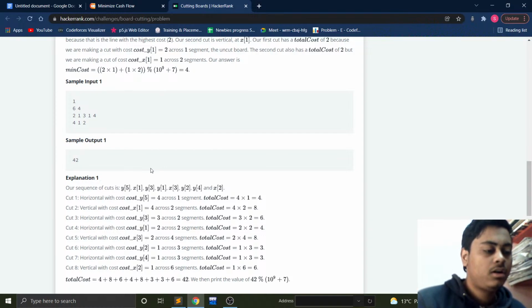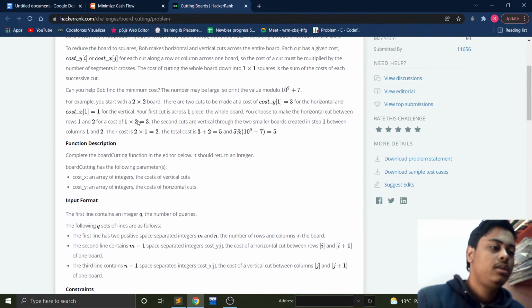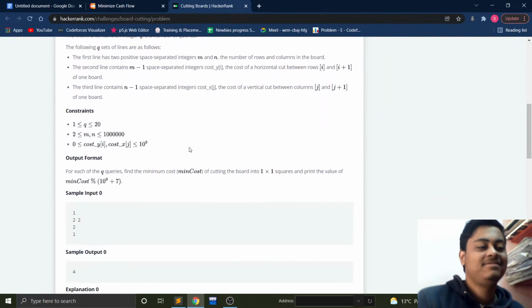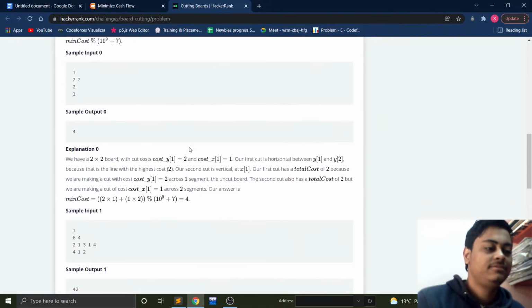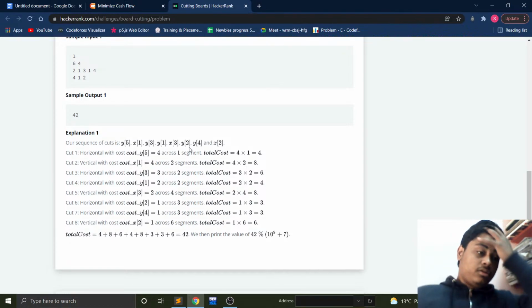And how much is it being multiplied with? Horizontal, 1 cross 3. It was 1 cross 3. The cost is 3 and segment is 1. Okay, very good. Cost 4 across 1 segment.